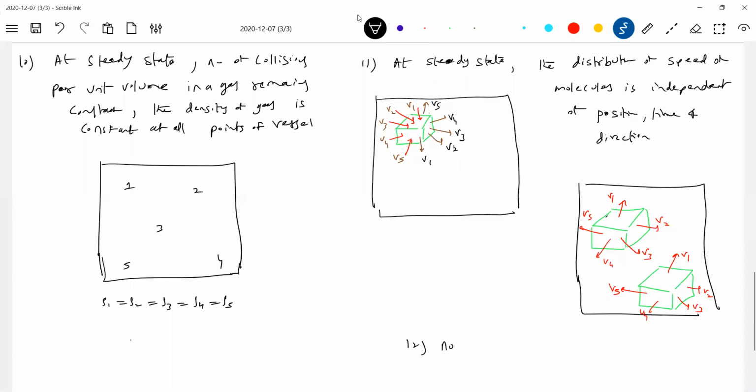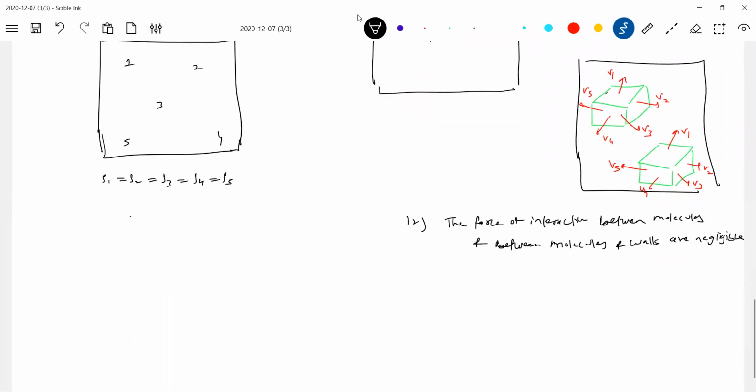No force of interaction. The force of interaction between molecules and wall are negligible. Then what is the overall energy? So shall we say interaction potential energy should be negligible? So no interaction potential will come. So we need not bother about interaction potential.